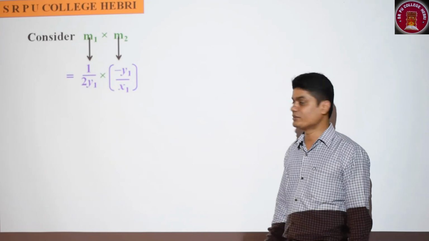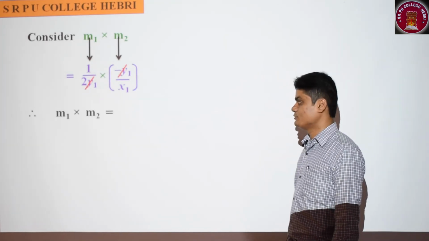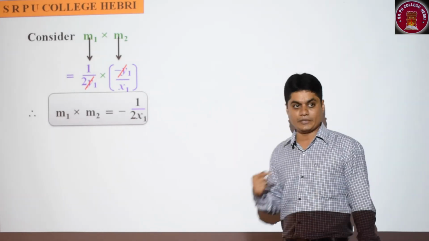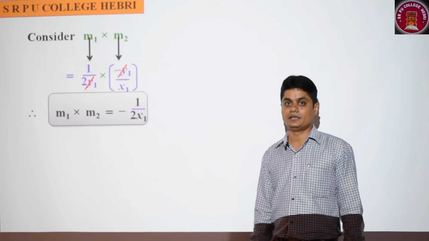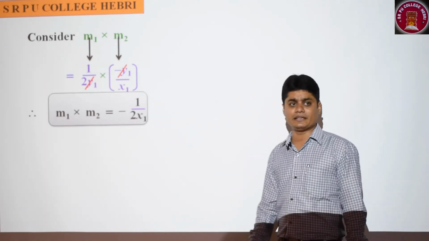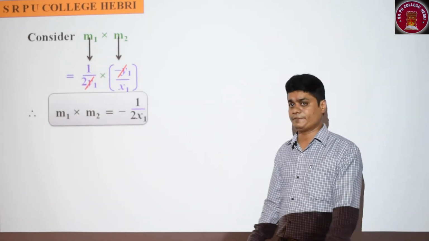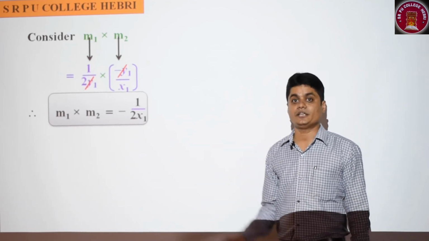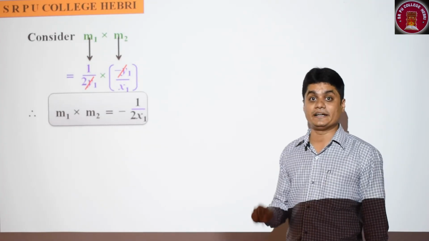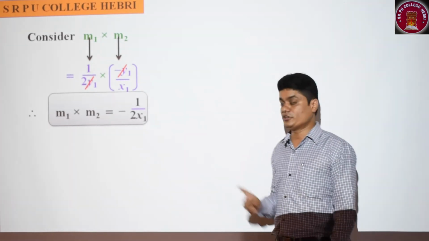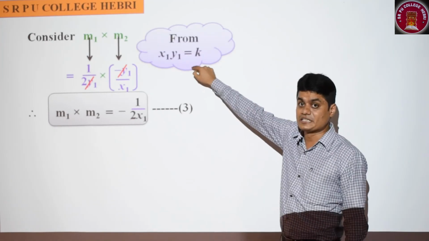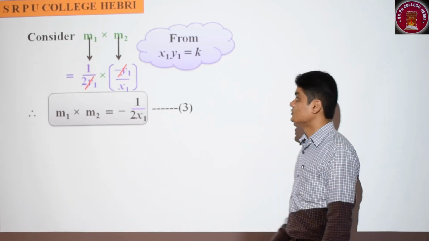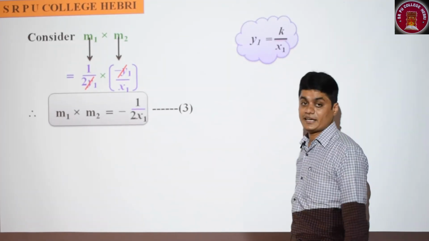Simplify this. m1 into m2 is equal to minus 1 by 2x1. Now, is it equal to minus 1? Can we directly write this as minus 1? Definitely not, because x1 is unknown. To prove this product is minus 1, you have to find the value of x1. To find it, use the given condition in the question: x1 y1 is equal to k. So this implies y1 is equal to k by x1.